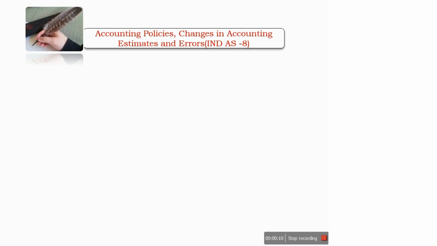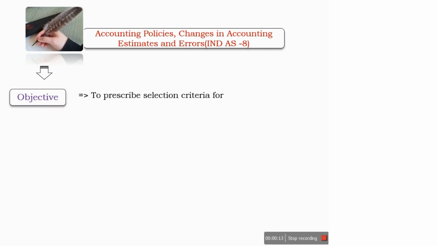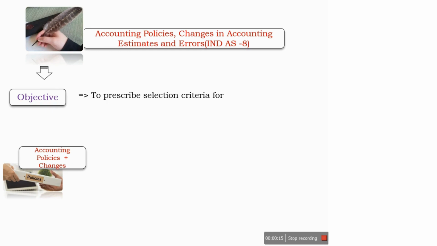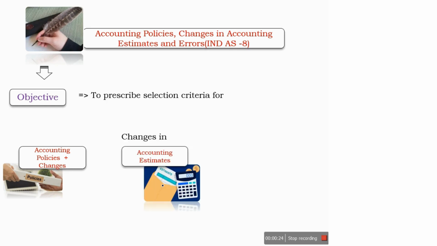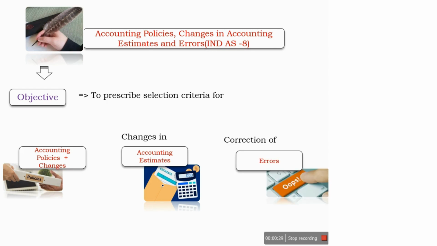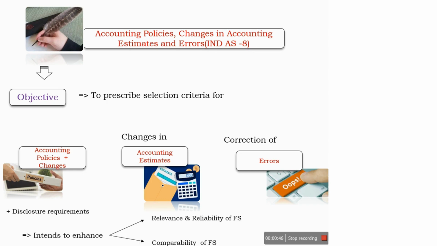In this video, we will discuss Ind AS 8, which talks about accounting policies, changes in accounting estimates and errors. The objective of this Ind AS is to prescribe selection criteria for accounting policies, and when we need to change accounting policies, what the accounting treatment will be at that time, and changes in accounting estimates and correction of errors, and disclosure in respect of accounting policies, selection, changes thereof, accounting estimate, and correction. The objective is to enhance relevance and reliability of financial statements and comparability of financial statements.